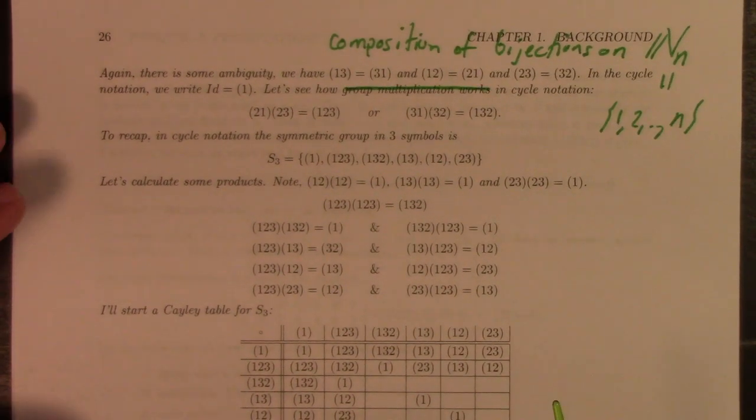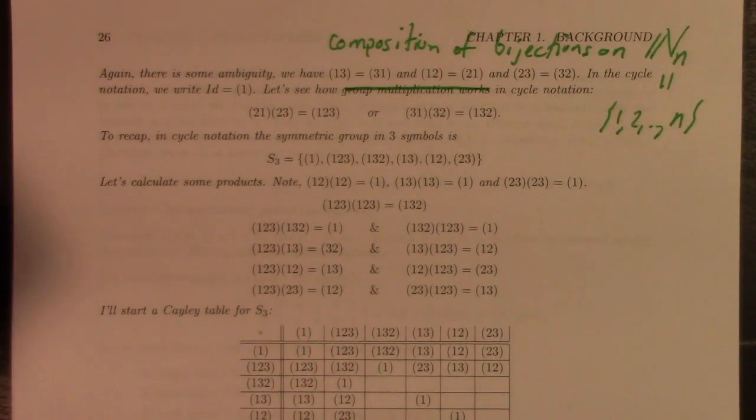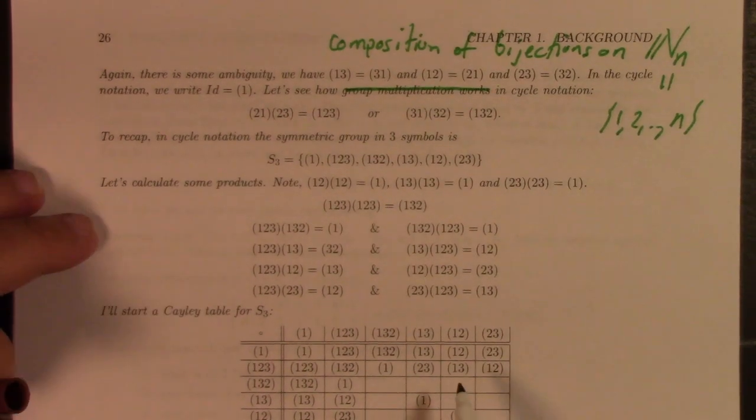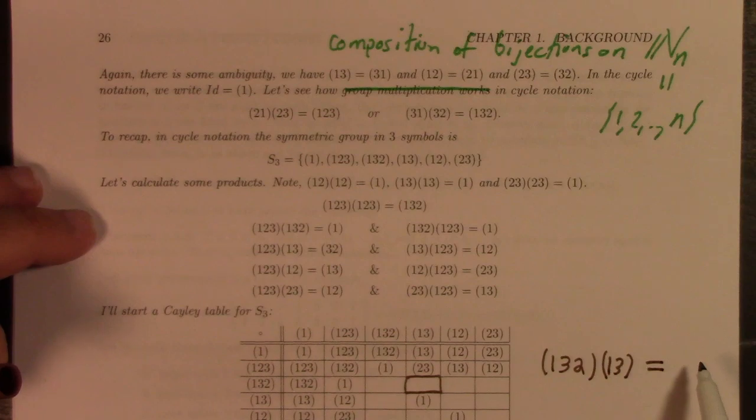Let's try another one here. Let's fill in a blank that I haven't already filled in, and I'll go through it real slow with you. So this is a multiplication table, sometimes called the Cayley table. What we're going to try to do is compose (1 3 2) with (1 3). So the question is, what is that equal to?